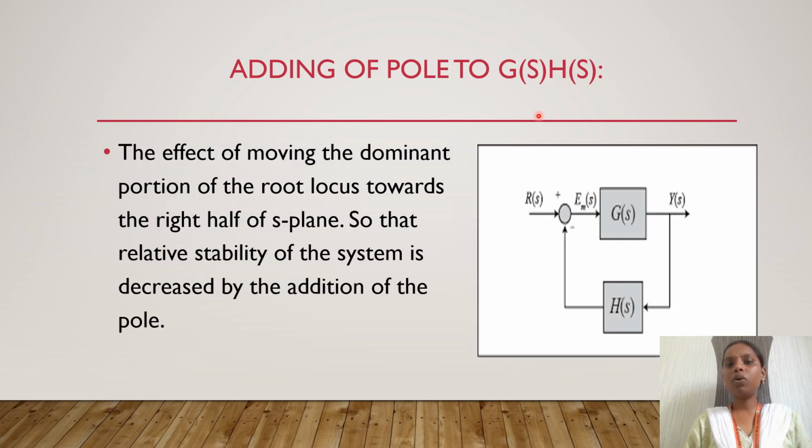Next, adding a pole to G(s)H(s) has the effect of moving the dominant portion of the root locus towards the right half of the s plane, so that the relative stability of the system is decreased by the addition of a pole. So this is R(s), the input, and Y(s) is the output.